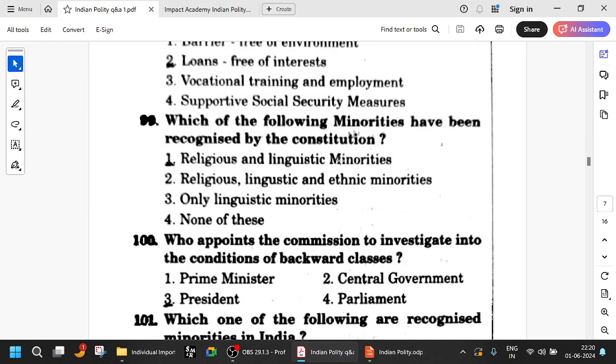So, which of the following minorities have been recognized by the Constitution? So, religious and linguistic minorities. Fine, not ethnic, only linguistic, not like that. Both religious minorities and linguistic minorities are identified and recognized by the Constitution.